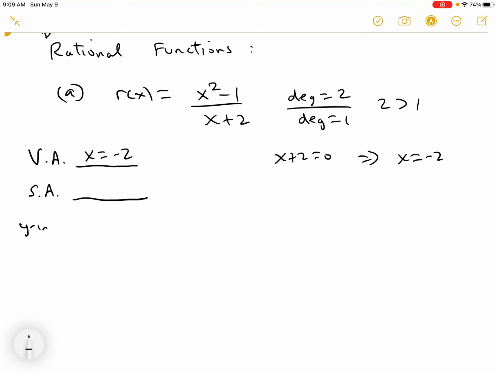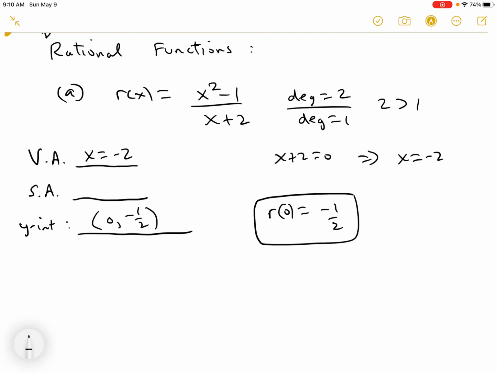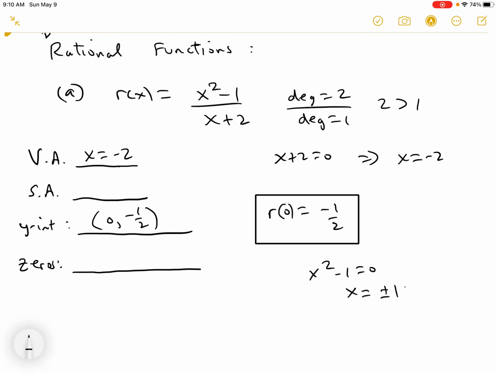We want to find the y-intercept, and that's of course where x is equal to 0, and so y is going to be minus a half, right? Because you plug in 0 to the function, so r of 0 is minus 1 over 2. So there's your y-intercept. And then zeros in this case is where the numerator equals 0. So x squared minus 1 equals 0, says x equals plus or minus 1. So you have the points plus or minus 1, comma 0.